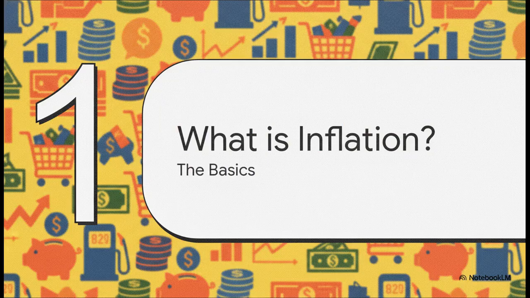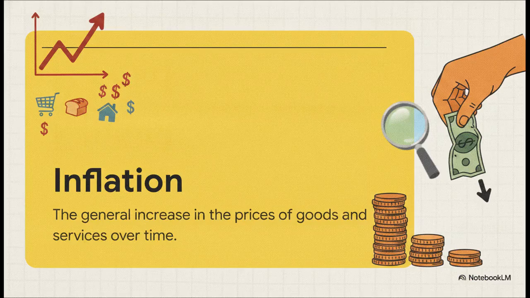Section 1. What is inflation? Let's do a really quick recap of the basics. At its core, inflation is just the general increase in the prices of goods and services over time. But to truly grasp the economic impact here, we have to look at what happens to the currency itself as those prices rise. You see, as the cost of goods goes up, the actual intrinsic value of your money goes down. We call this purchasing power decay.